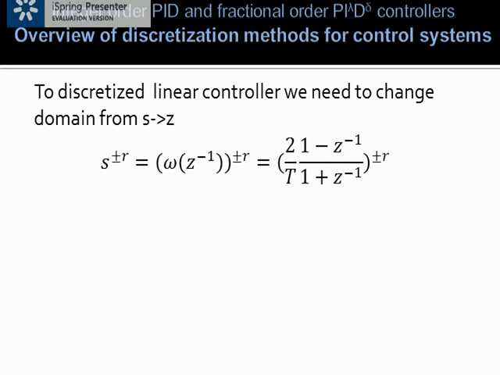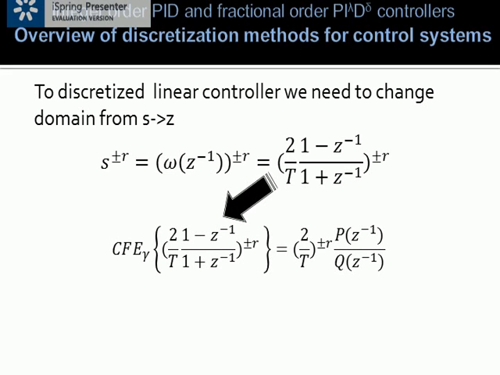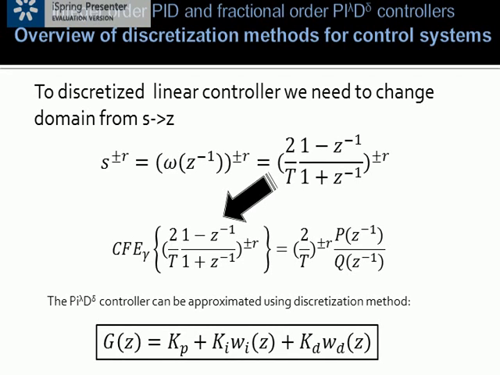to the z domain. We choose the Tustin method, which uses CFE, the continued fraction expansion, where P and Q are polynomials. The fractional PID controller can be approximated using this equation, where W(z) is the discrete approximation equation of the fractional order integral s to the power lambda or delta.